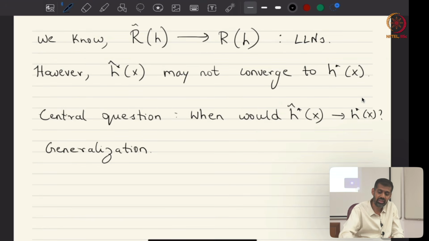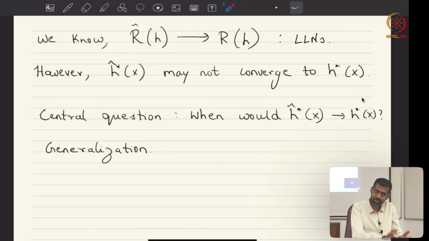So the question that we are asking is whether or not the minimizer of the empirical risk converges to the minimizer of the true risk. Mind you, we do not have access to H star of x at all. We do not even know what the true risk is. Then the question is, how do you even try to answer this question? How do you even know whether the minimizer of the empirical risk is any close to the minimizer of the true risk? We'll take up those questions. There's an entire sub-branch in machine learning called statistical learning theory that deals with only this question.